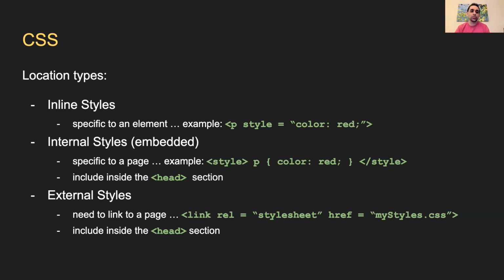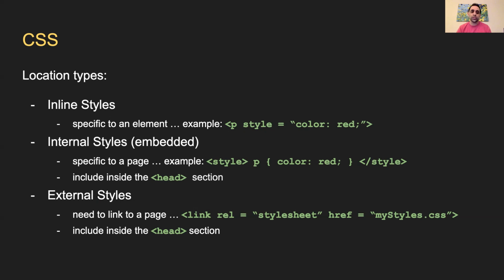You can also have internal styles, also called embedded styles. This is specific to an entire page. For this example, you'd have the style tag, and within that style tag, you define your style. So in this case, I have the paragraph selector and then a color of red. The same thing, but this will apply to every paragraph in this page where I have this style defined, versus the first example, which will only be specific to that particular paragraph. One thing to note for internal styles, you must have them in the head section with the style element nested within your head section.